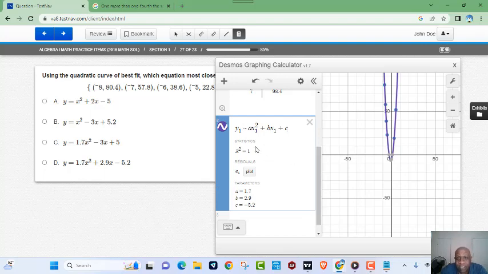So what is it telling us here? Our correlation coefficient is 1. So it's saying that it's dead on. And if we look at the curve, it's hitting every single point. So it's dead on. So what is this telling us? That our curve of best fit is y equals 1.7x squared plus 2.9x minus 5.2. Oh, there it is right there. 1.7x squared plus 2.9x minus 5.2. Option D. There we go.